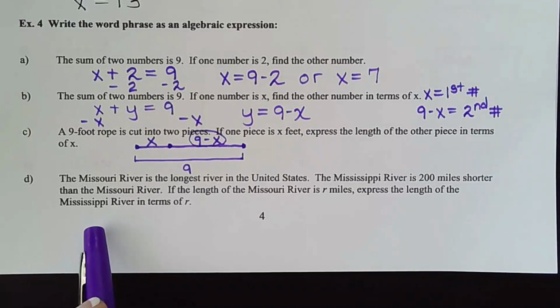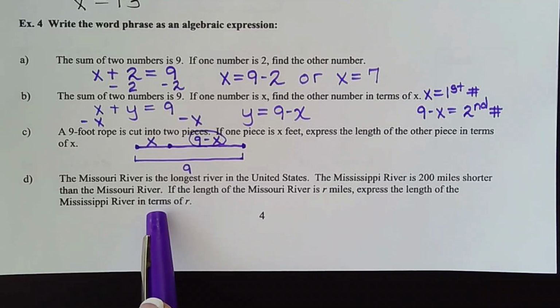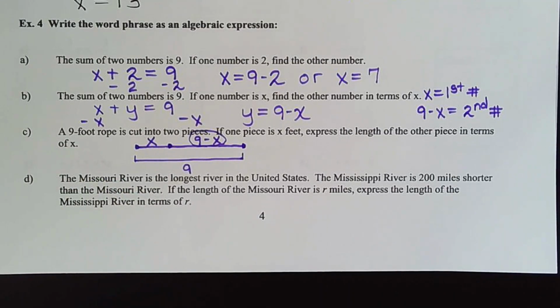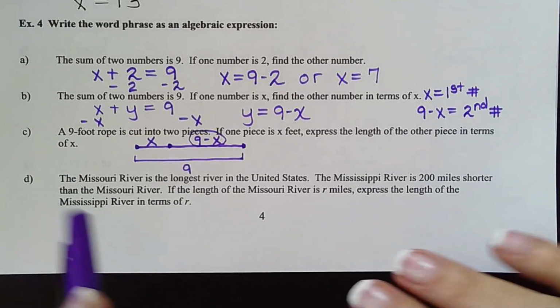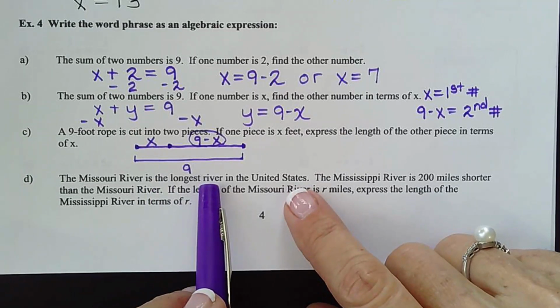So the Missouri River is the longest river in the United States. I would never have guessed that. I always thought the Mississippi River was the longest. I grew up in Iowa where one borders the Missouri River, the other borders the Mississippi River. And we always went to the Mississippi River. It was a huge river, so I guess I just assumed it was the longest. So Missouri River is the longest.